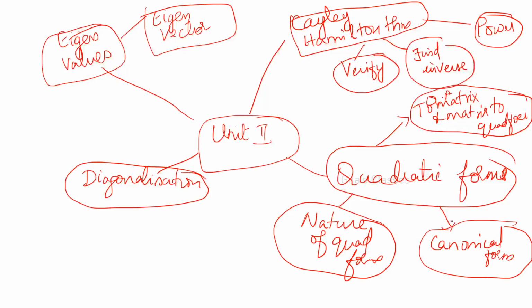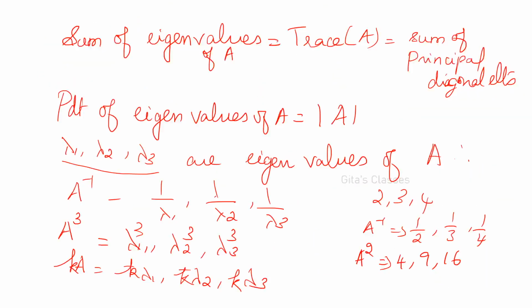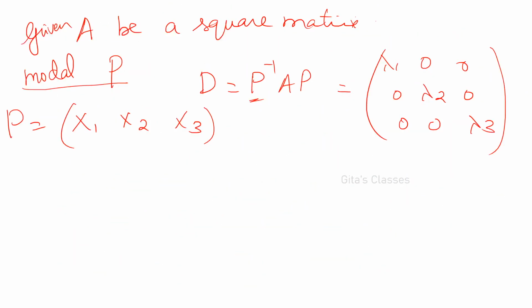So next is canonical form. Reducing quadratic form to canonical form by orthogonal transformation. So nature of the quadratic forms we have discussed. It may be positive definite, positive semi-definite, negative definite, negative semi-definite, like that. And canonical form also we have. It is like the diagonalization process, only an extension of this diagonalization process. So with this, the second unit is almost over.